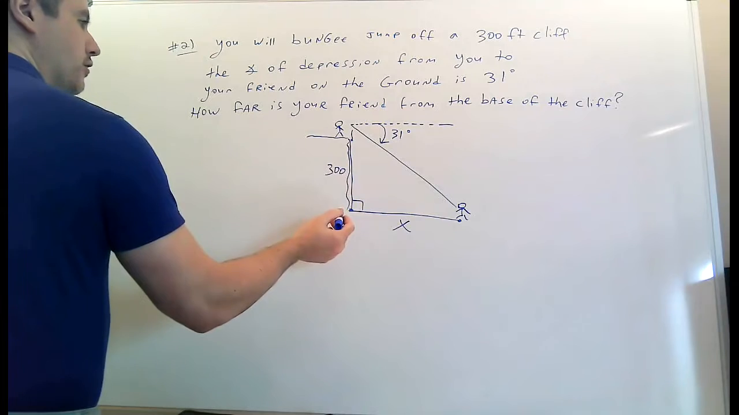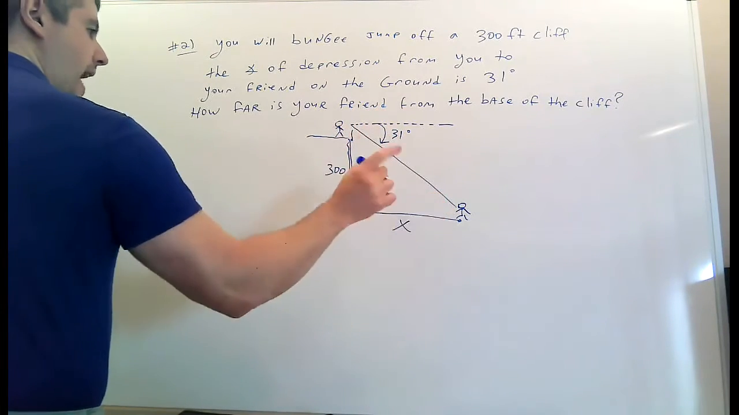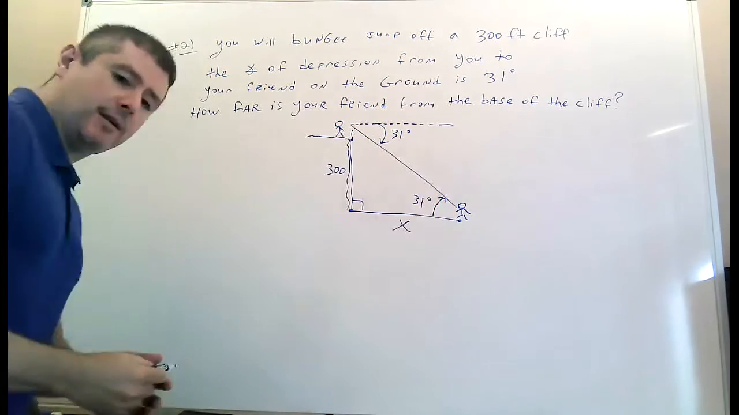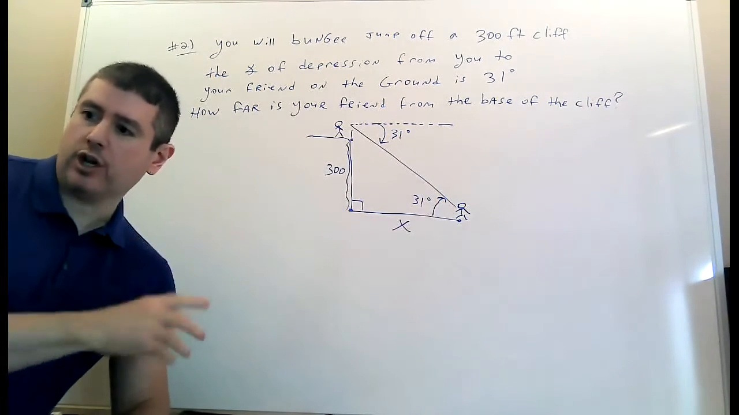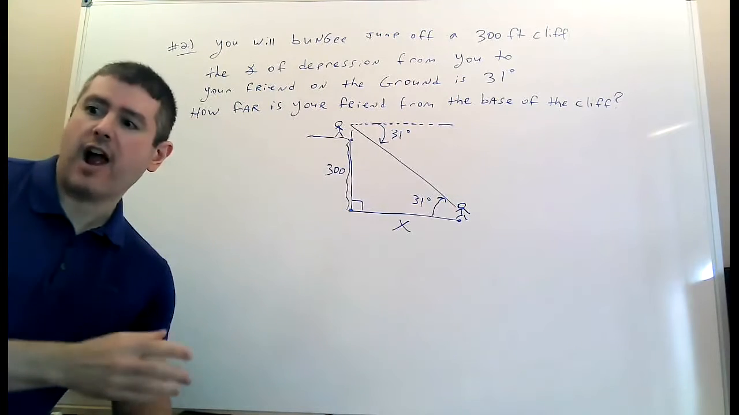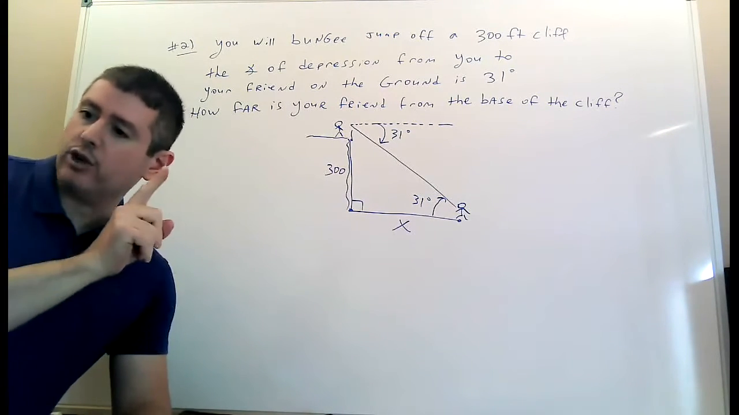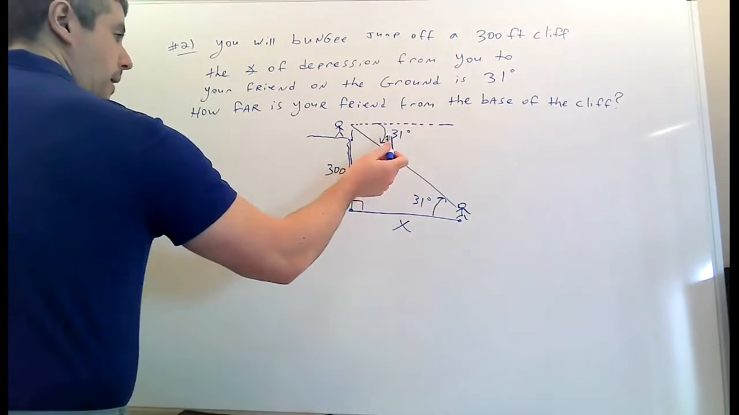So the cliff's 300 feet high. Your angle of depression down from you to him is 31. It is impossible for you to look down at an angle of 31 while he's looking up at you at an angle of 40, looking over your head. You must be looking down at the same angle that he's looking up, or he won't see you at all. So that's the trick to this problem.